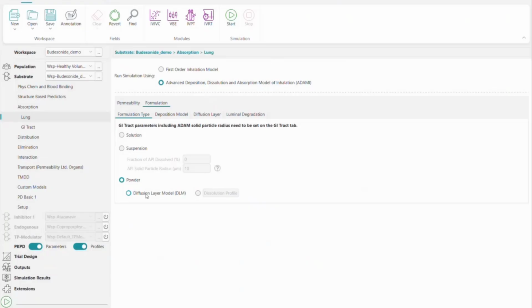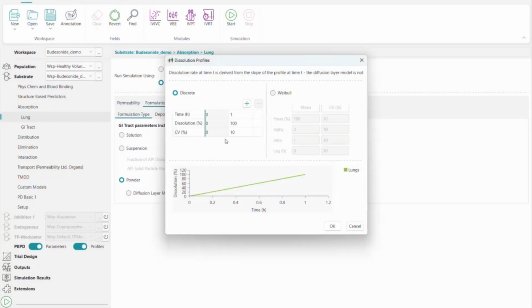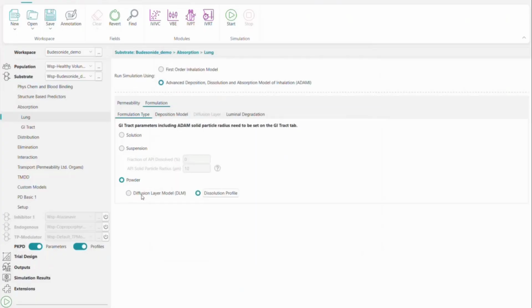And then there's two options for looking at the diffusion of the powder. The diffusion layer model, which is the one we're going to use for budesonide, and there's also a dissolution profile. There isn't a dissolution study that we found for budesonide, but if there was, we could enter the profile for that, either through the discrete or a fit of a Weibull function to get the dissolution profile. But we can use the diffusion layer model.